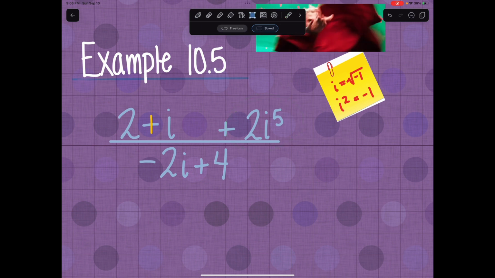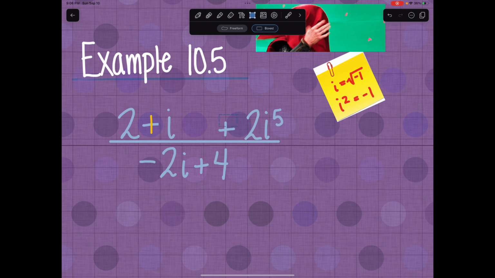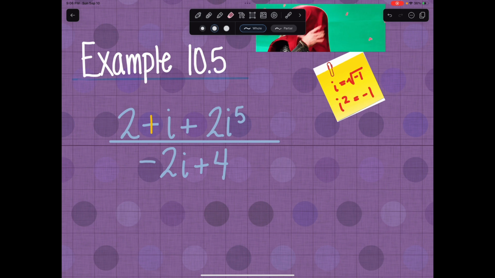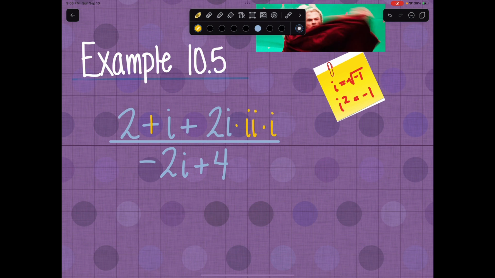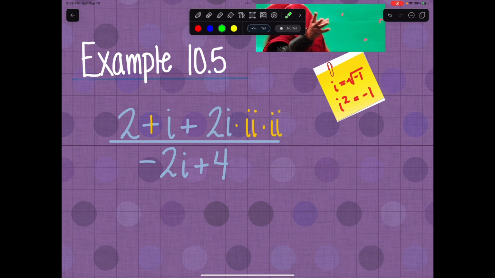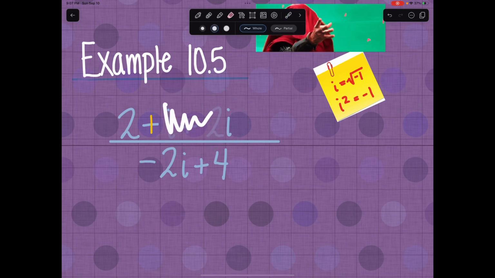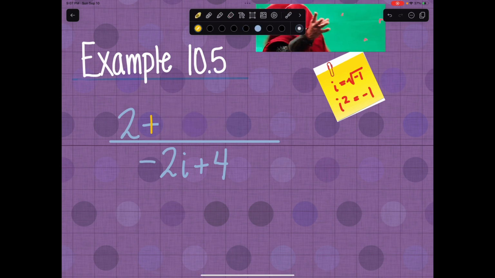i to the 5th is the same as this. So I have i squared twice. So this is a negative 1 times a negative 1, which is just 1, which just means all of this goes away. I can simplify it even further because now I've got a 1i plus a 2i, and that makes a 3i. That sounds like the beginning of a joke or something. What's 1i plus 2i?